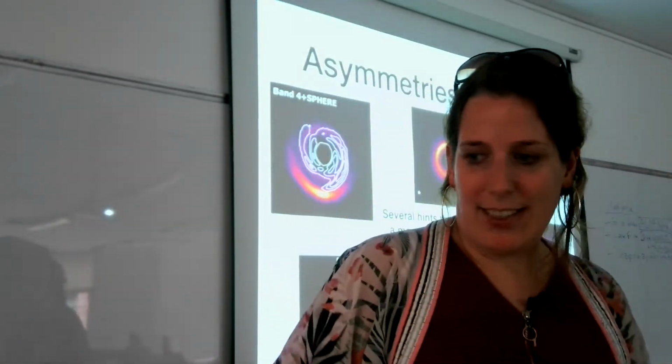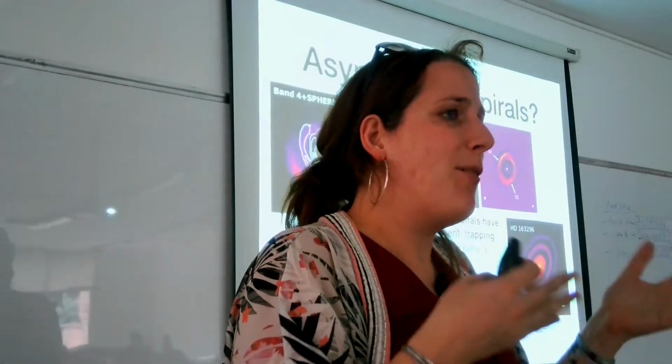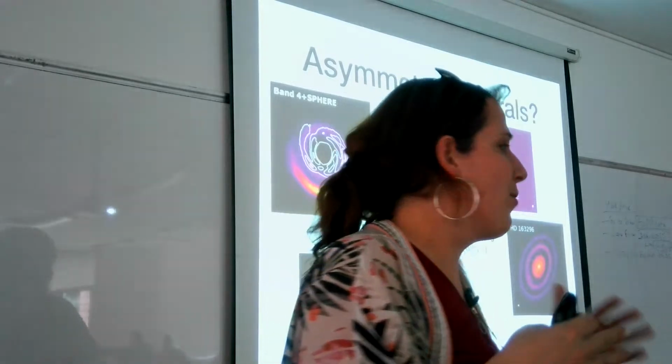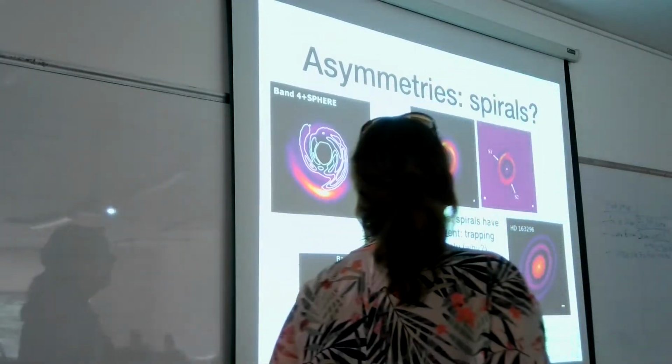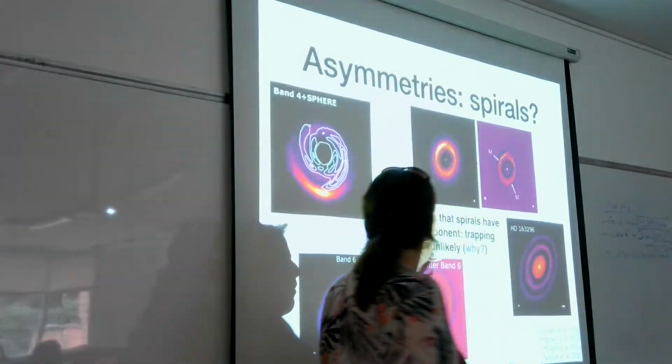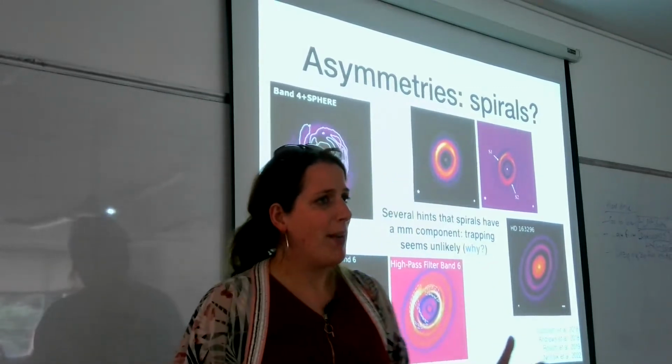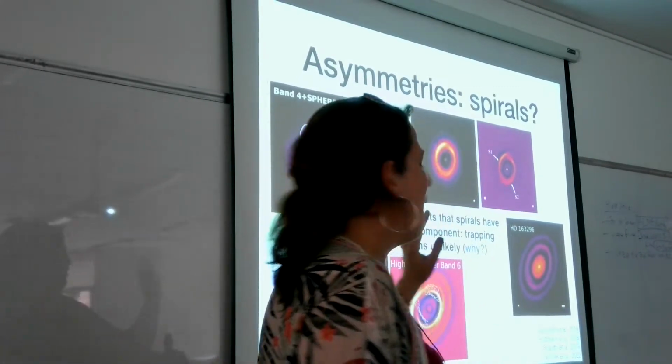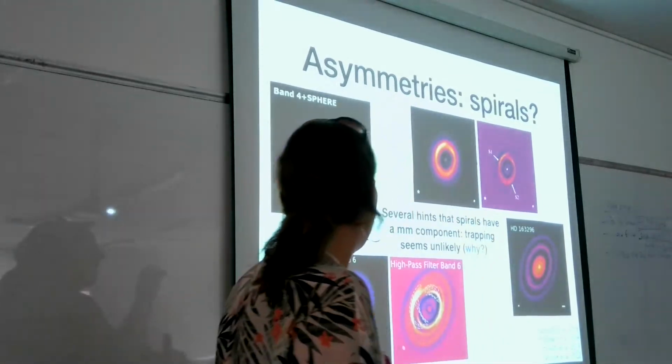And some of these asymmetries may actually be part of the spiral arms. It's still an open question. It does, however, seem unlikely that this is trapping. And I posted why, but I think I'm just going to explain it.